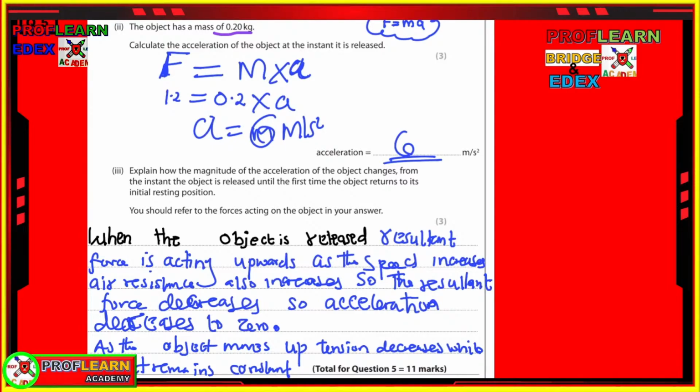When the resultant force decreases, it means the acceleration of the object is going to decrease to 0. Remember, as the object moves up, tension also will be decreasing while the weight remains constant. So that's why I say that when the object is released, resultant force is acting upwards. As the speed increases, air resistance also increases, so that the resultant force decreases. So if resultant force decreases, the acceleration of the object will decrease, right?